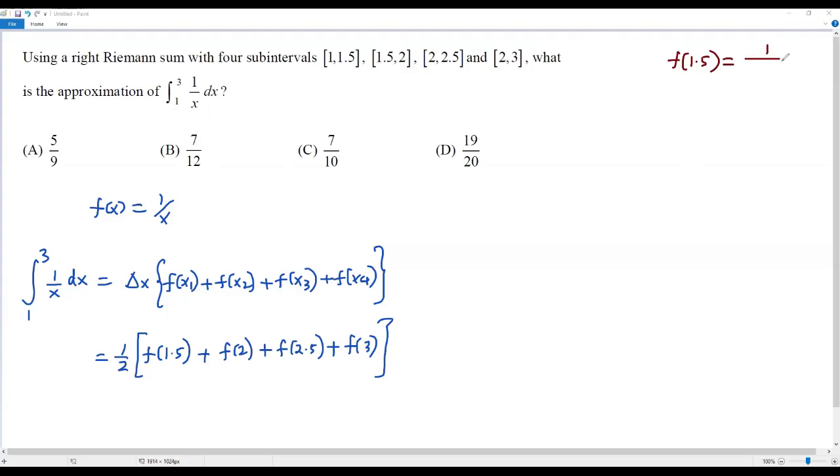Then I'm getting 1 over 1.5. 1 over 1.5 can be written as 1 over 3 over 2. We can write the numerator 1 as it is. When I change this division to multiplication, I have to take the reciprocal of 3 over 2.